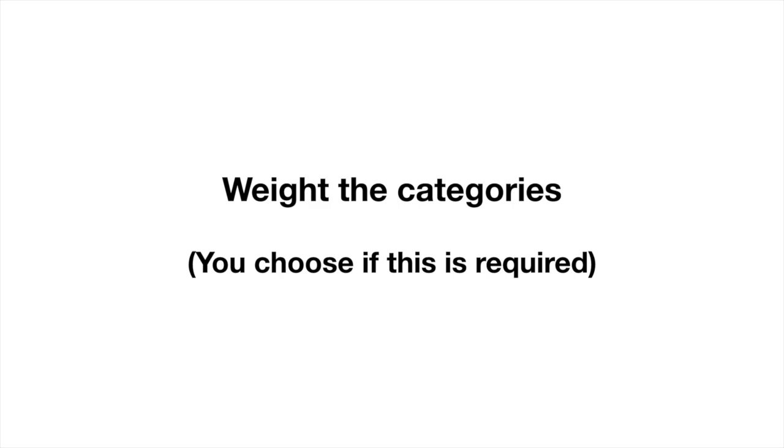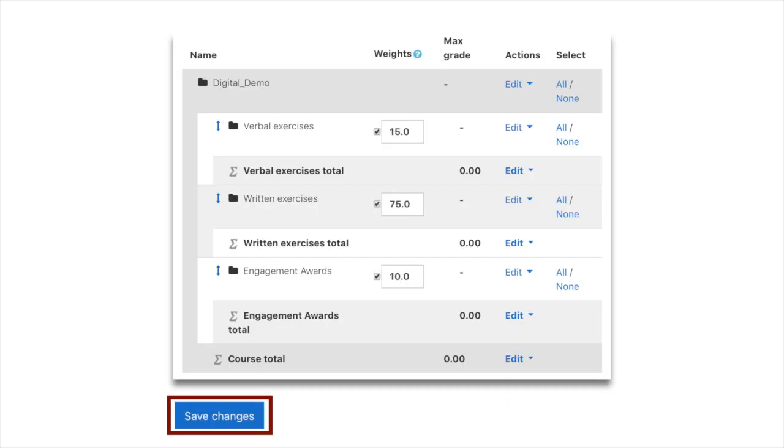And let's think about weighting these categories. I've already mentioned what I'm going to do in this demo exercise. And again, you can choose to do this if you want to. You don't necessarily have to do so. And in this box, what you can see, I've added 3 categories, one called verbal exercises, the second one called written exercises, and a third one called engagement awards. In the weights column, in the central area, you can see I've ticked the 15, 75 and 10.